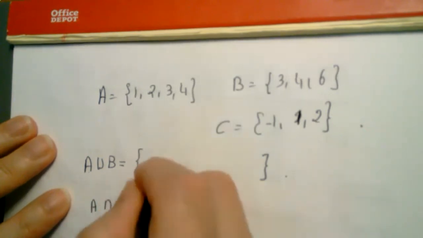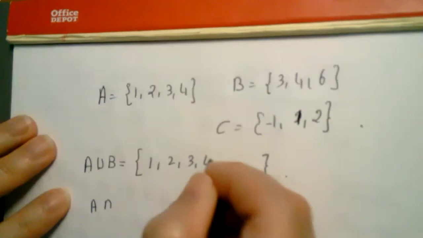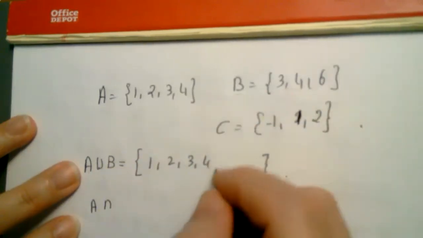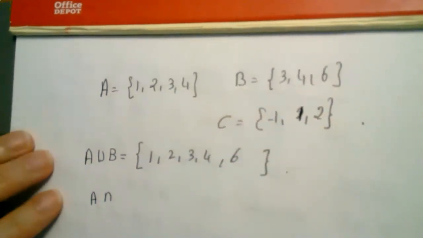1, 2, 3, 4, and 6. 1, 2, 3, 4, everything in A, right? And then everything in B. 3, 4 are already there. I had to add 6.